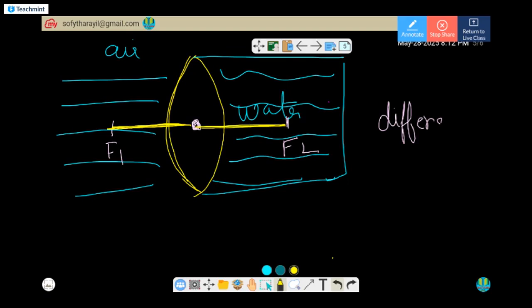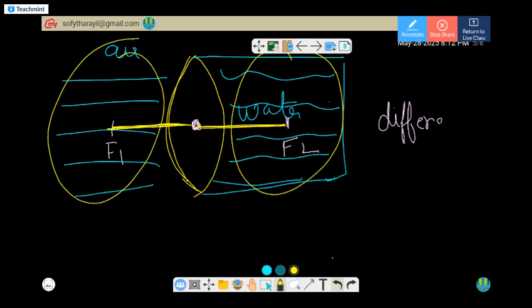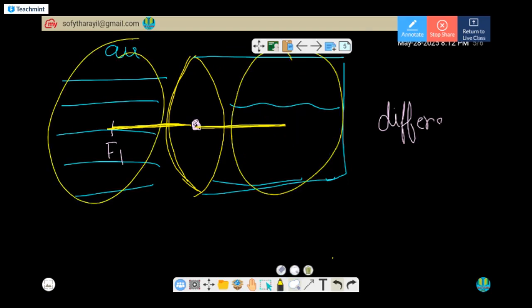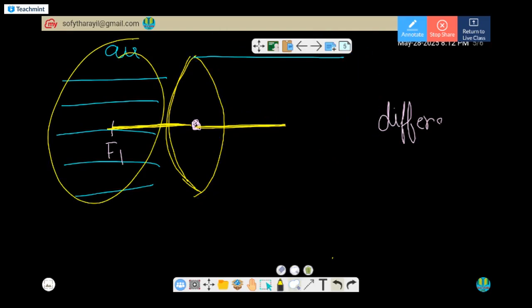But yes, if you have the same medium, let's say I have air on the right and the left side, then of course the focal length will be the same. If you change the mediums on the left and right side, they are not the same mediums, then the focal length, both the lengths, that is the first and the second, are going to be different. So write down this condition.